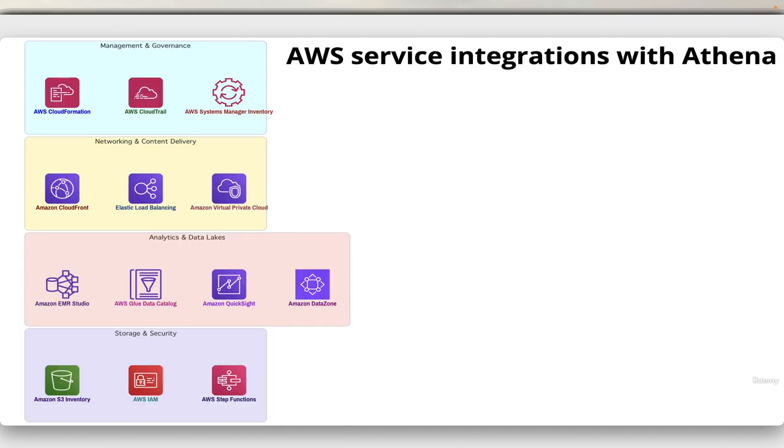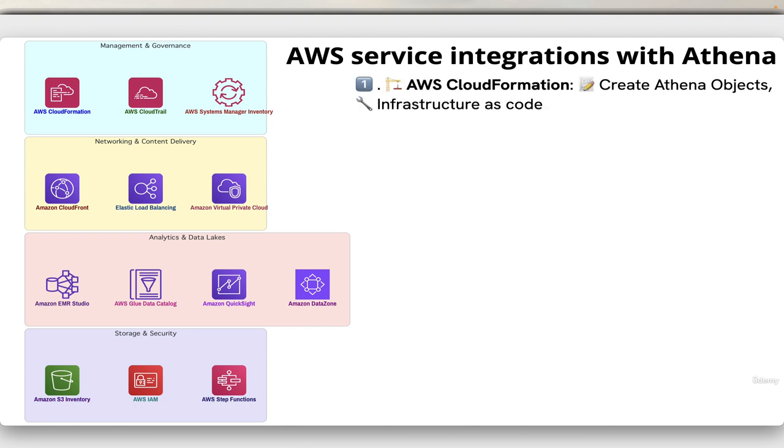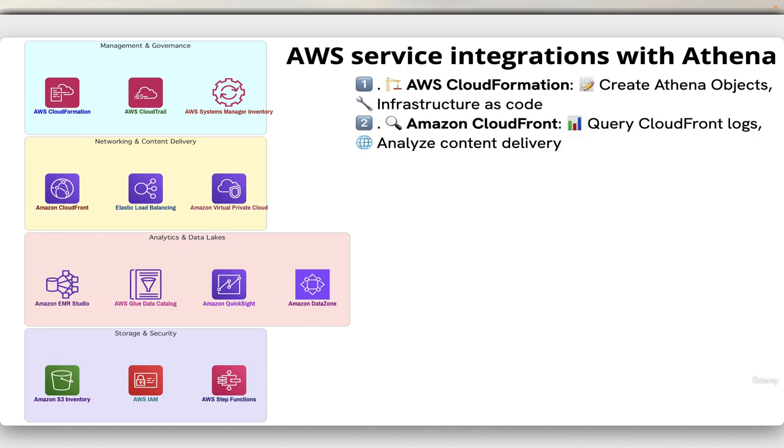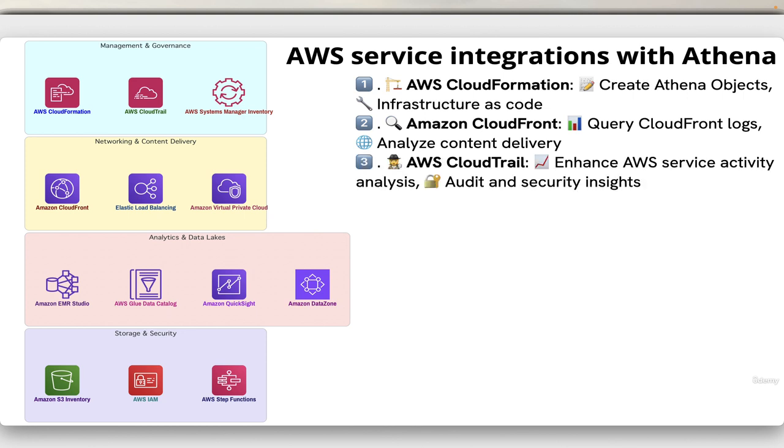Now let's see what service integrations are available with Athena. First one, AWS CloudFormation. CloudFormation can be used to create Athena environments or Athena objects. Then there is CloudFront. You can use Athena to query Amazon CloudFront logs. Sometimes CloudFormation is the source and the target is Athena. Sometimes it's the opposite, where Athena is the source and operates on some service. So in CloudFront, Athena can be used to query CloudFront logs. AWS CloudTrail. Using Athena with CloudTrail logs is a powerful way to enhance your analysis of AWS service activity.